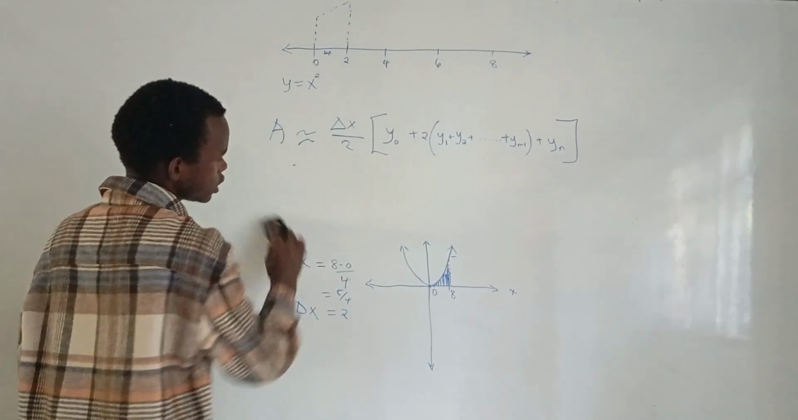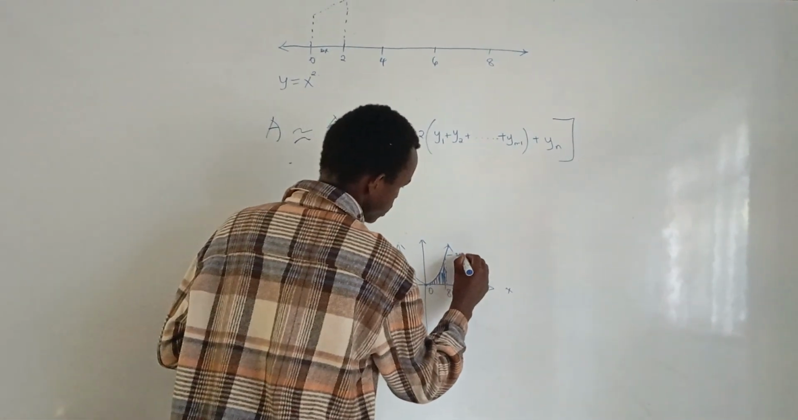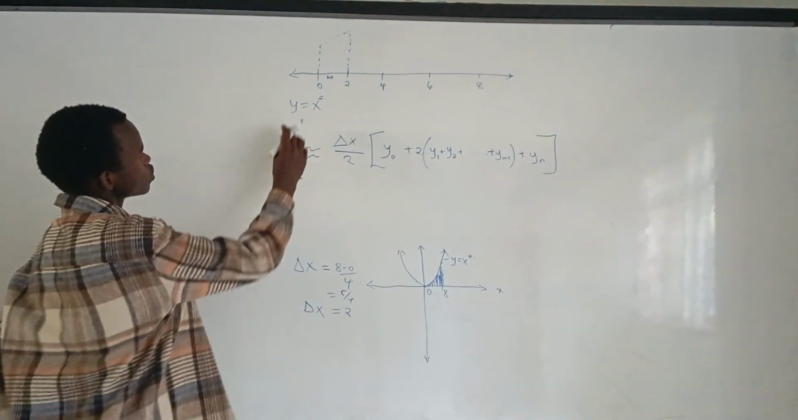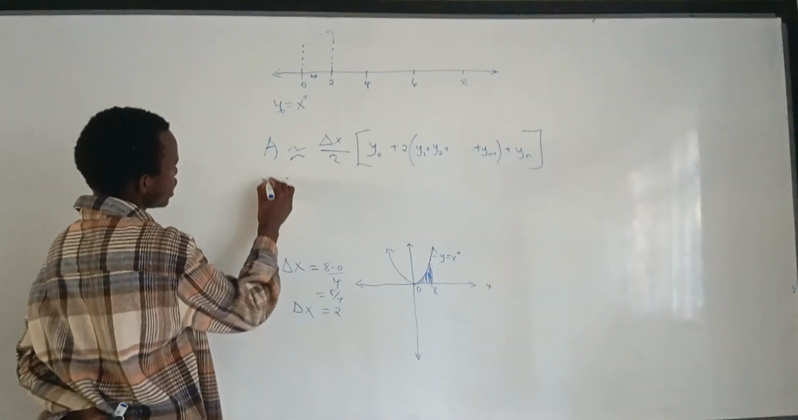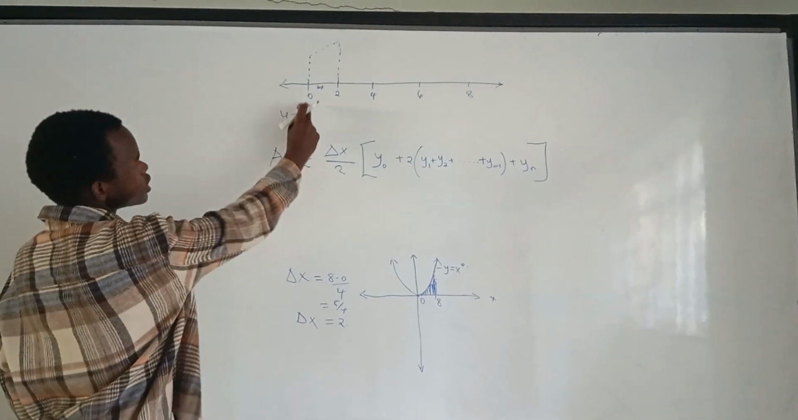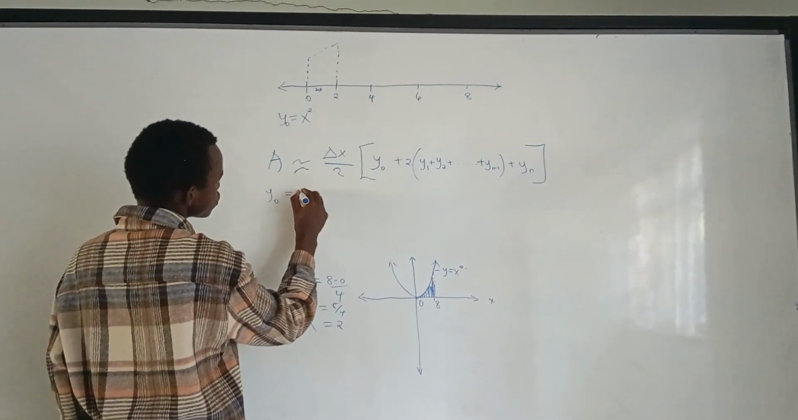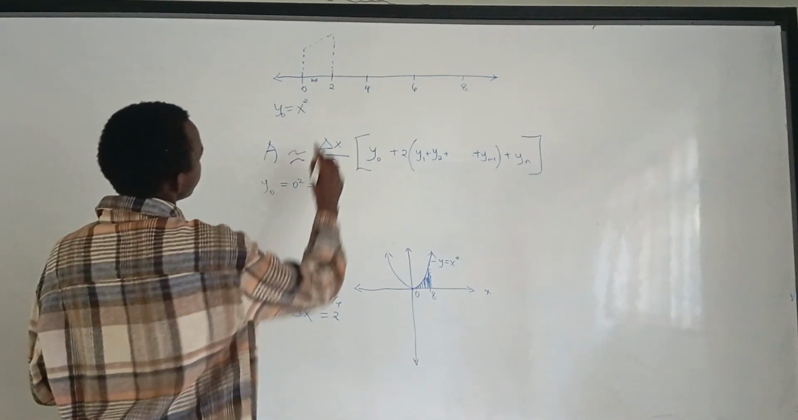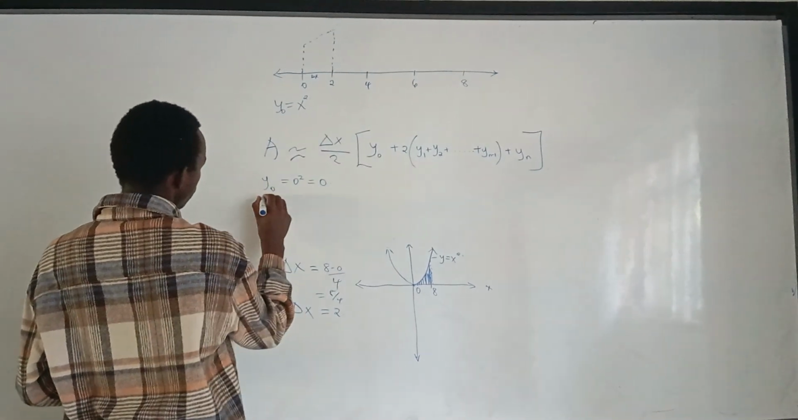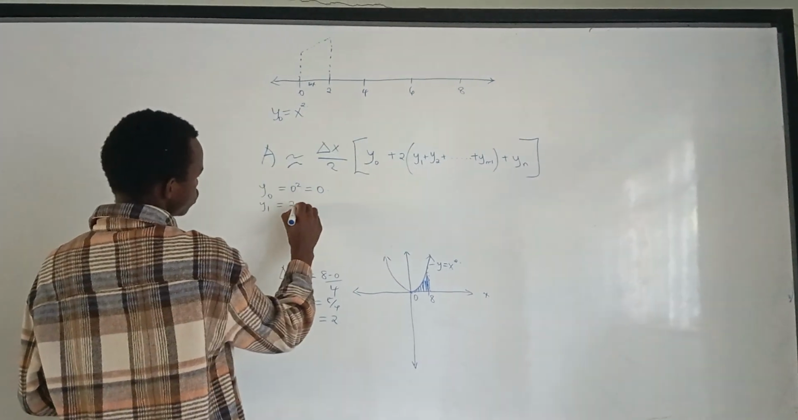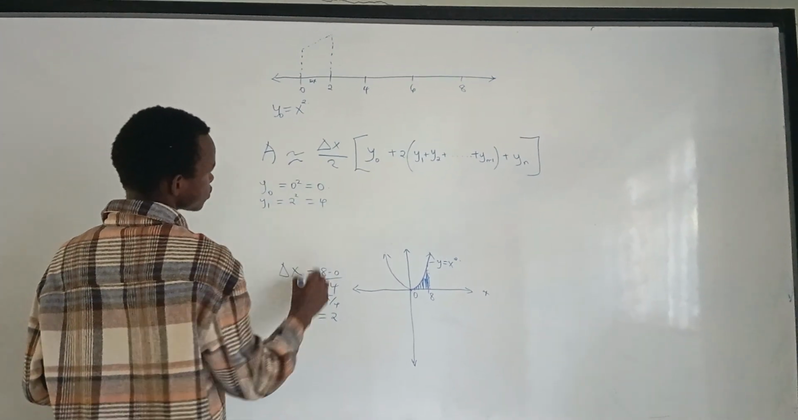I'll clear that. So this is where y equals x squared. Our first y, y0, is where the value of x is 0, so it will be 0 squared, that is 0. Then our y1 will be where x is 2, so it will be 2 squared, which is 4.